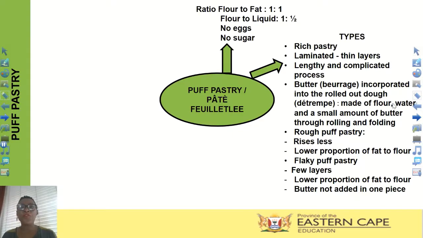Your ratio of flour to fat is 1:1. So you can see that's why they call it a rich pastry. It's because you add the same amount of flour as you would butter. Your liquids will be 1:1/2. You will not put eggs in making puff pastry, and you will not have sugar as an ingredient.